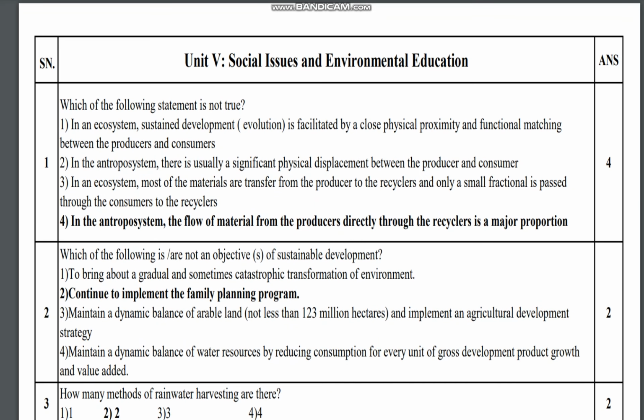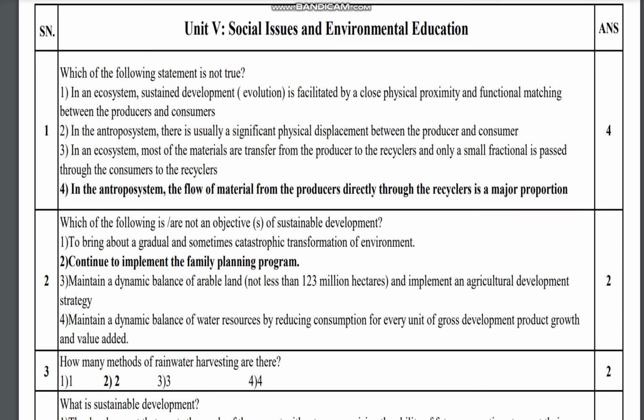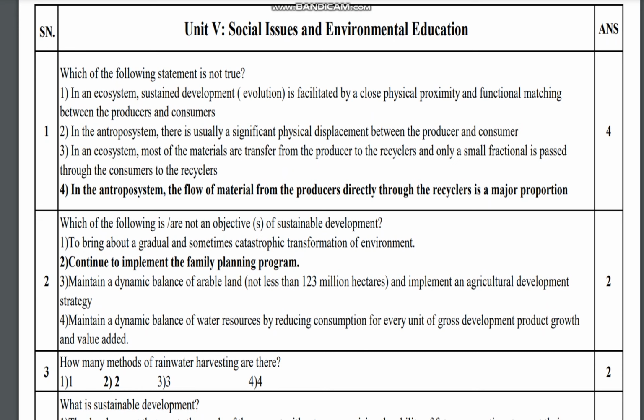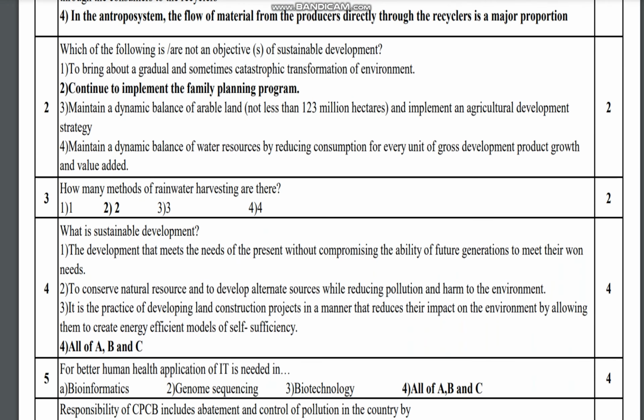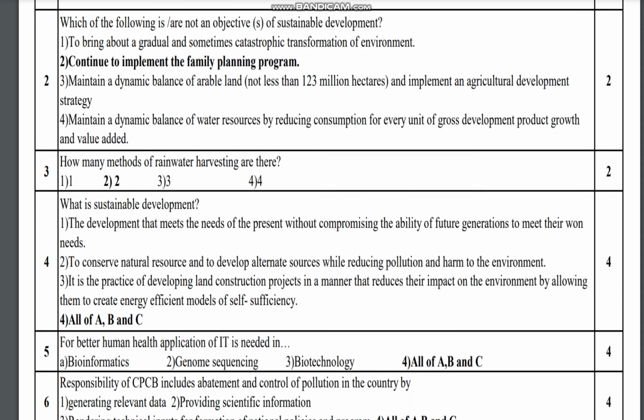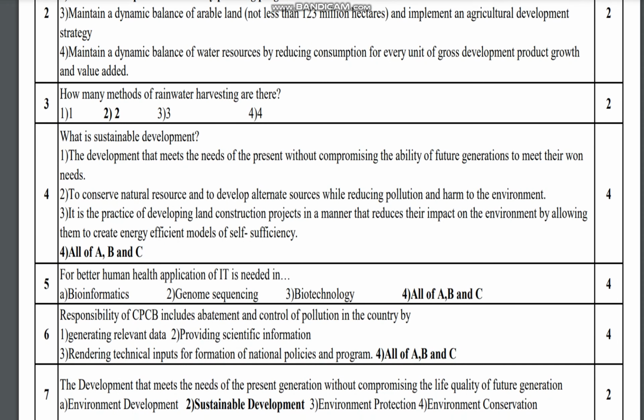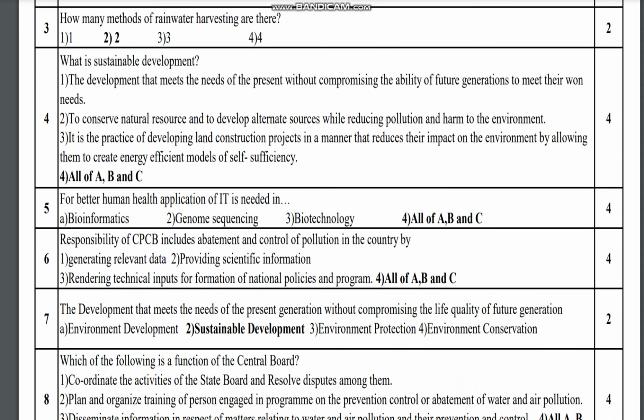Then last unit, that is social issues and environmental education. Which of the following statements is true? In an anthroposystem, the flow of material from producer directly through the recycler is a major proportion. Then which of the following is or are not an objective of sustainable development? That is to continue to implement the family planning program. Then next, how many methods of rainwater harvesting are there? There are two methods.